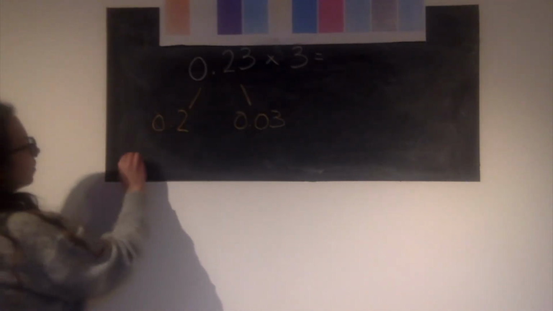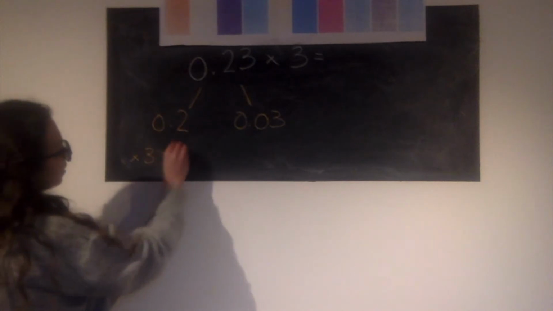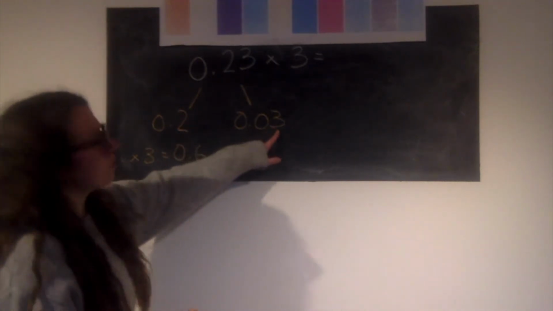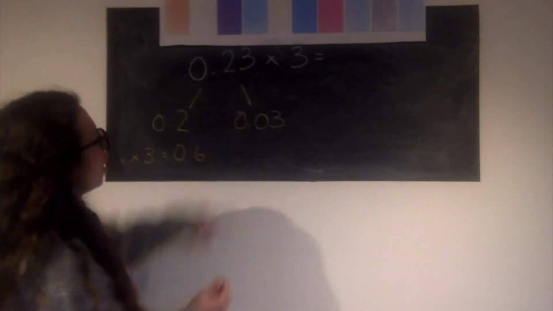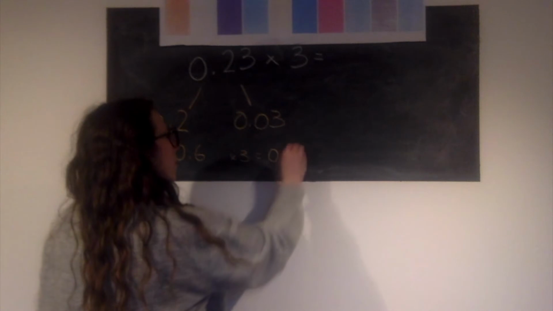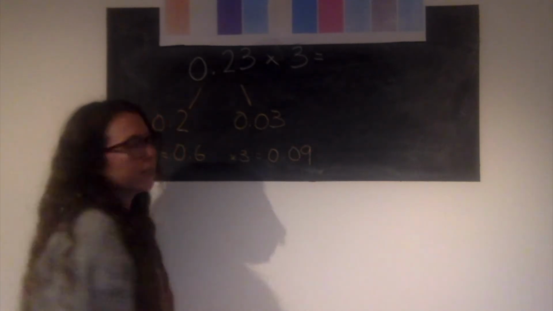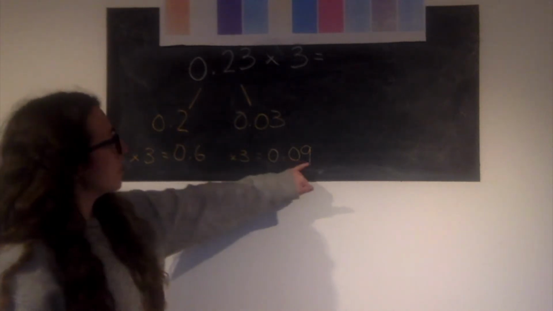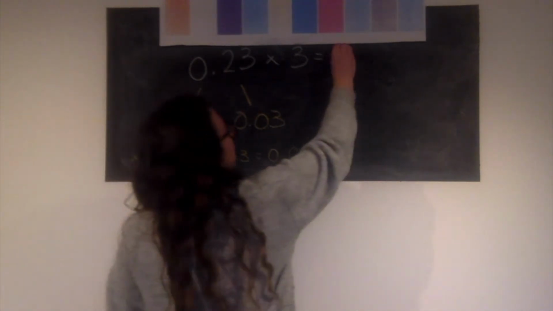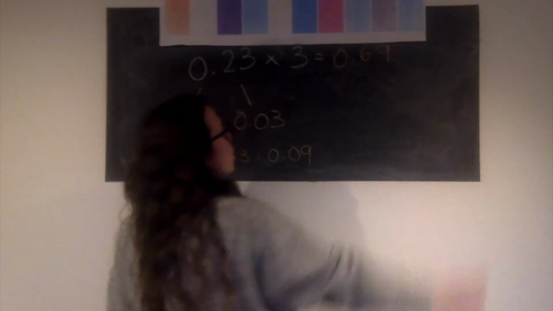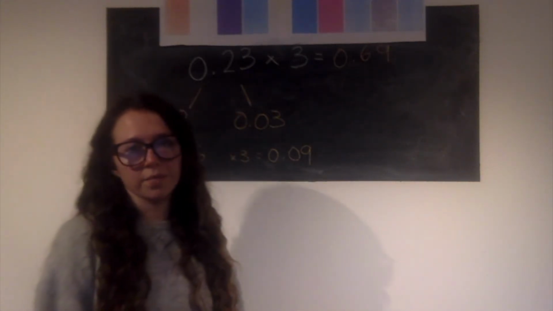Now we can multiply both of them by 3. So 2 tenths times 3 gives me 6 tenths, 0.6. 0.03, so 3 hundredths times 3 gives me 0.09, or 9 hundredths. And then we can put them together. So 6 tenths and 9 hundredths gives us 0.69.